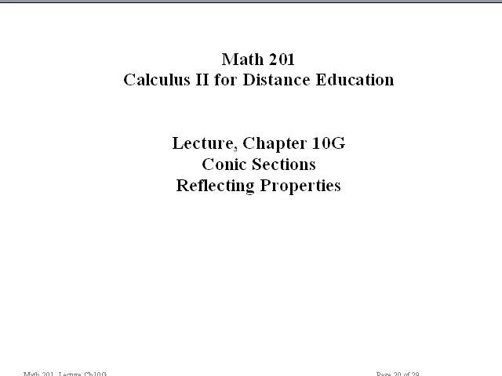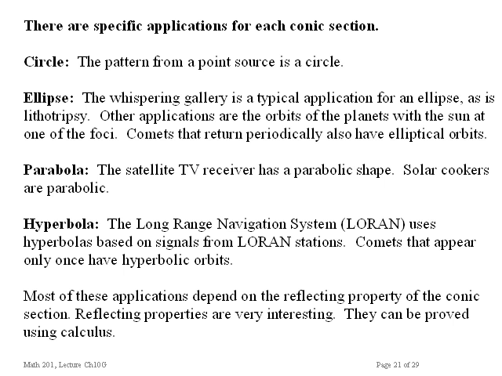This is lecture 10G on the reflecting properties of the conic sections. Each of the conic sections has specific applications. In terms of physics, the circle is a pattern, say, of radiation or gravitational field from a point source, assuming nothing else is bothering it. And that's the circular pattern there.